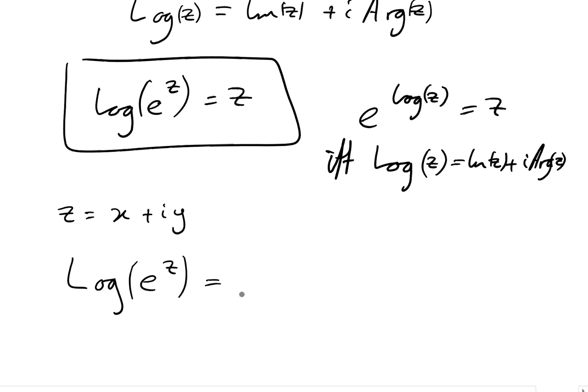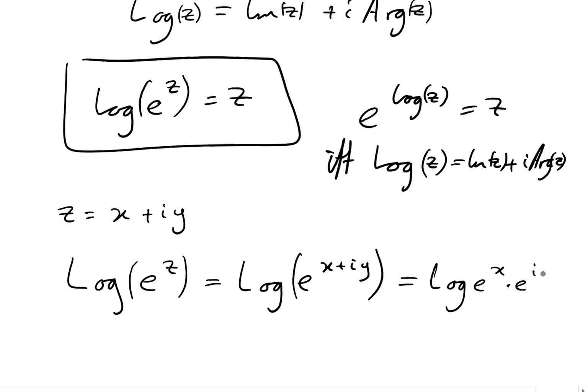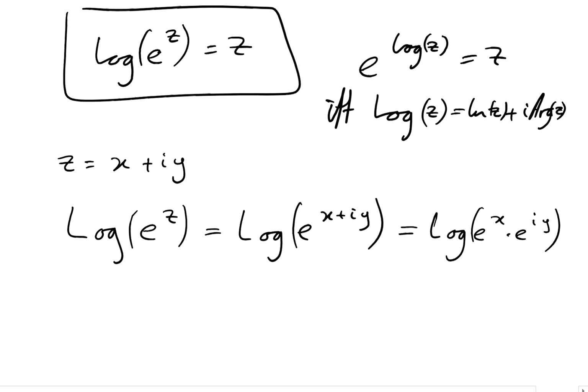Well, what's z? This is the principal logarithm of e to the z, which is e to the x plus iy. I'm just making a substitution. And then, using power laws, I can break this down into the logarithm of e to the x times e to the iy.